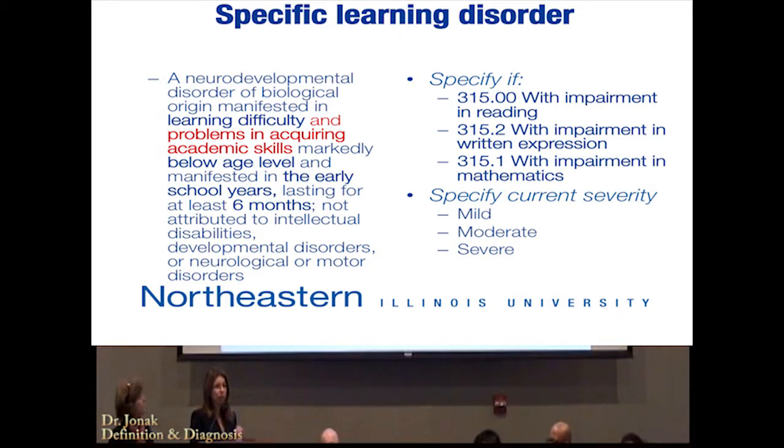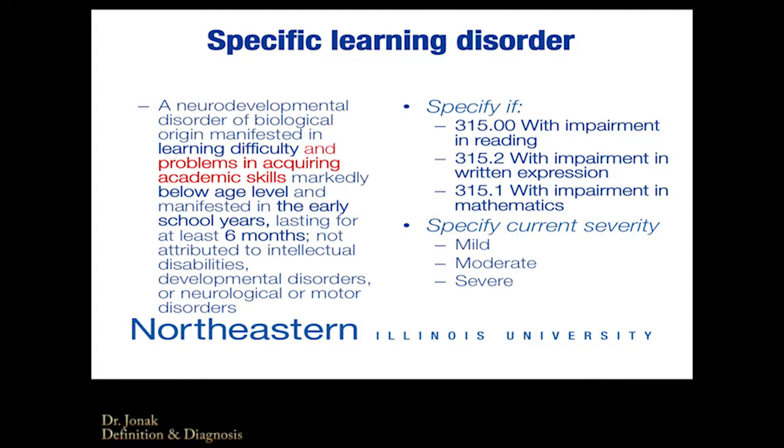The first difference comes in the name itself. The medical diagnosis under DSM-5 calls this disorder specific learning disorder, where the educational criteria calls it specific learning disability. So right there in names, we already see the differences. The way DSM-5 is describing learning disorder is as neurodevelopmental disorder of biological origin. So something that we have from really early on, from when we are born. And it's manifested in learning difficulties and problems in acquiring academic skills. So kind of very vague.